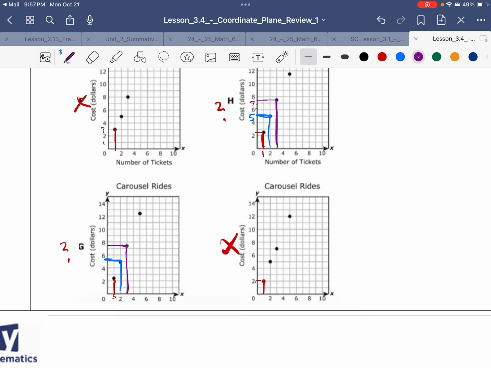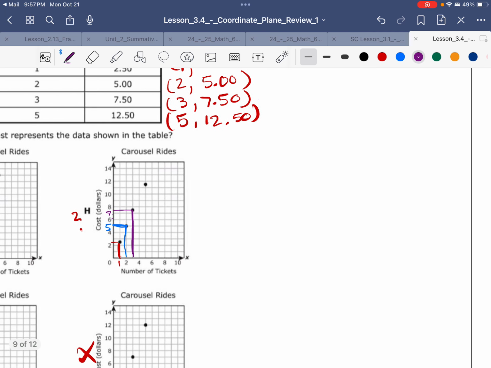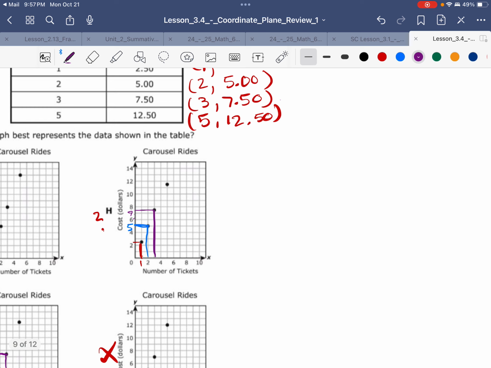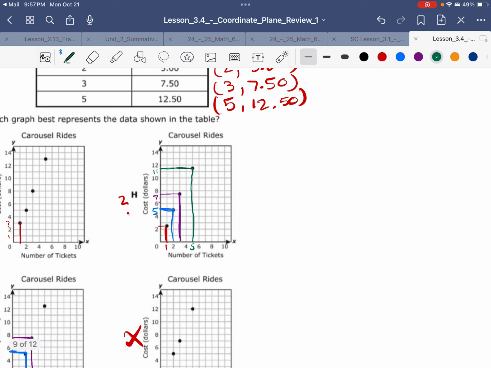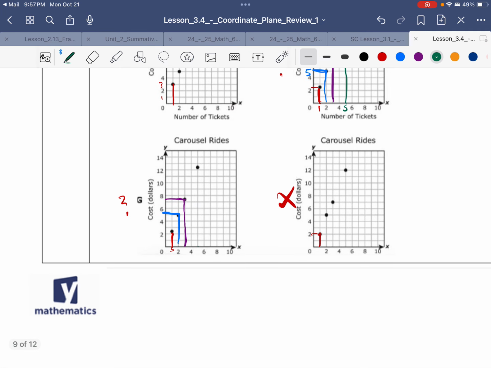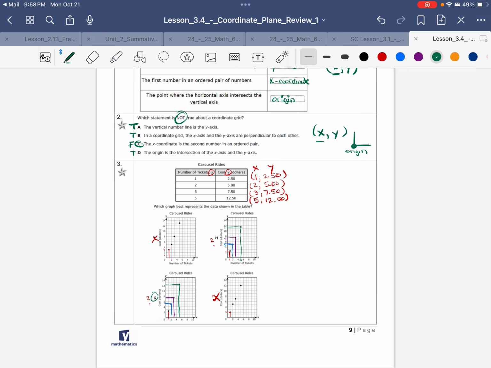Oof. So you got to check all the way to the end on this one. 5 and $12.50. So let's see. This is 5 here. Let's go straight up. Then it says $12.50, but this is 11. This is 12. So it's not even quite 12. So I think this one may be done. Let's check our bottom one here. So 5. And it's above 12. That's about $12.50. So our answer is G. Remember, we were just matching up the points here.